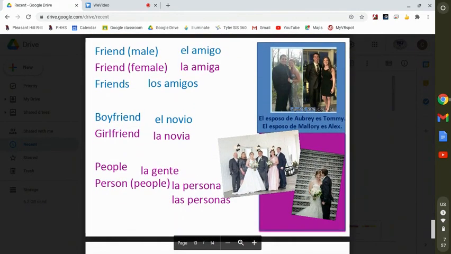Okay, here's some more words. A friend is el amigo. I'm sure you know that. And a female friend is la amiga. Friends are los amigos. A boyfriend is el novio. Turn it feminine, la novia.